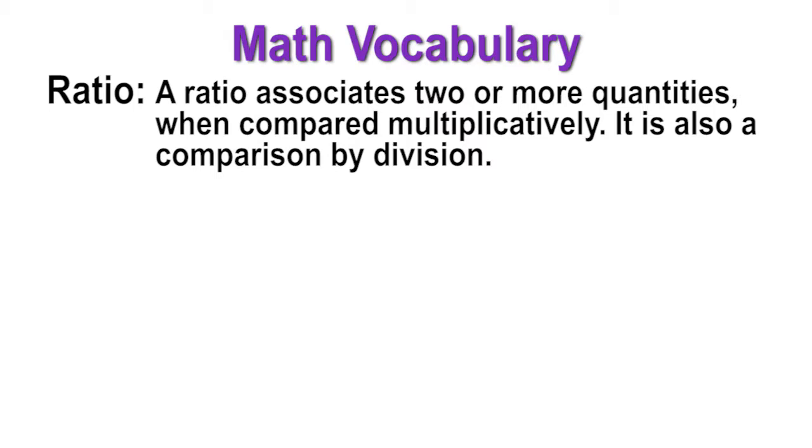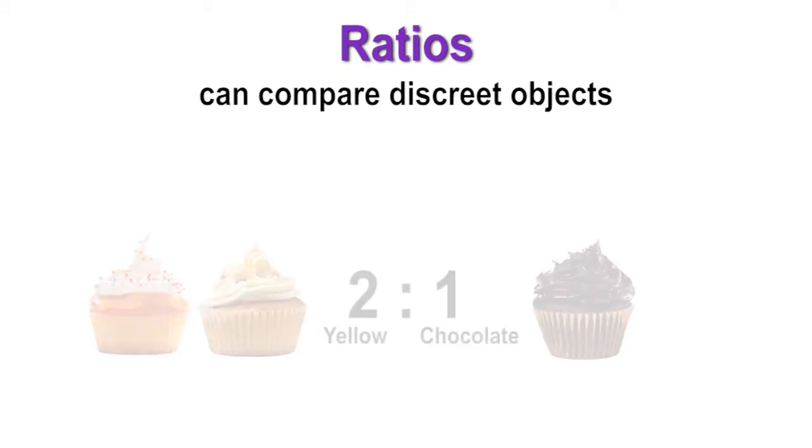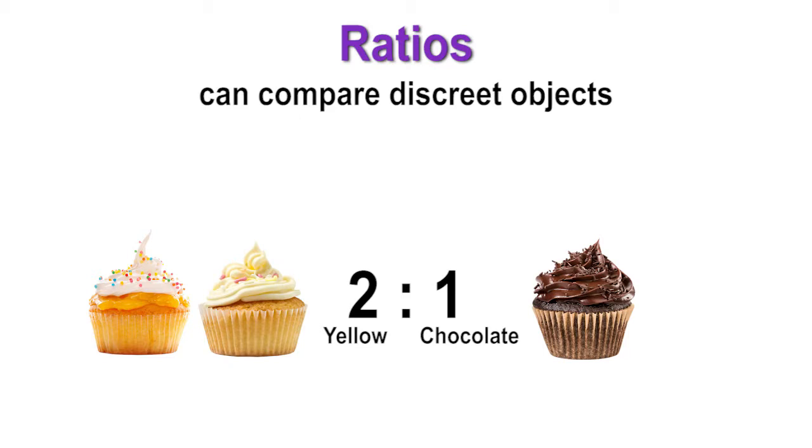A ratio associates two or more quantities that are related. It is a multiplicative comparison. A ratio is also a comparison by division. Ratios can compare discrete objects, such as people or tables, and naturally, they are in whole number units. For example, this image shows a ratio of 2 yellow cupcakes to 1 chocolate cupcake.